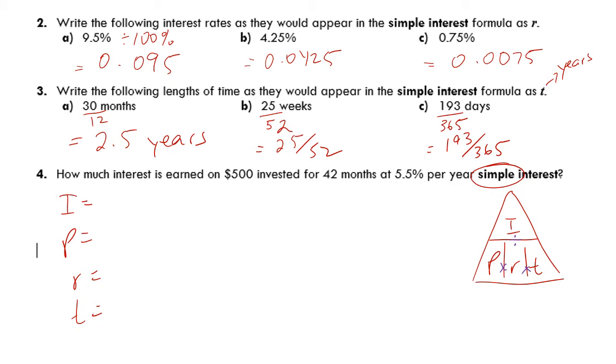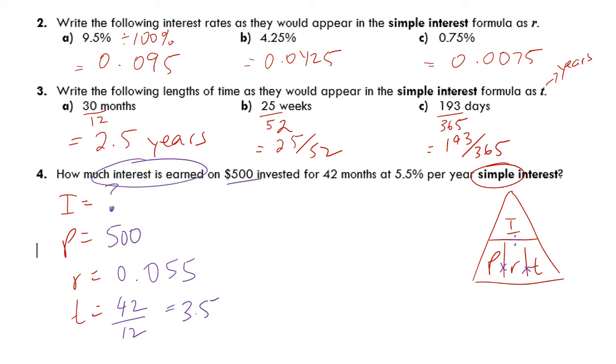So what are we being asked to find? How much interest? So we are looking for I. The P value, principal, the starting amount, we invested 500. Our interest rate, remember as a decimal, we just did this legwork in number 2, 0.055. Time. Time is not 42. Time is going to be 42 over 12. So using your calculator, 42 divided by 12 is a nice number, so we can make it 3.5.